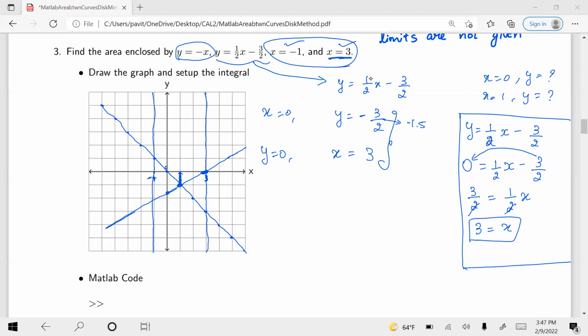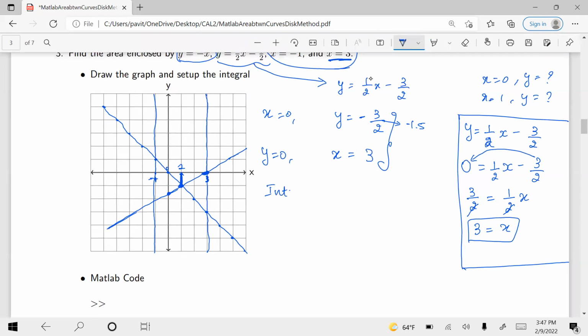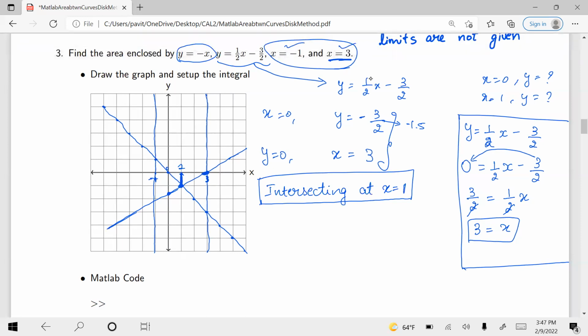Very good. It intersects at 1. Okay, so that is your intersection point, intersecting at x equal to 1. This is very important. You will know why. Okay, now the graph is done. This is what you have to do.